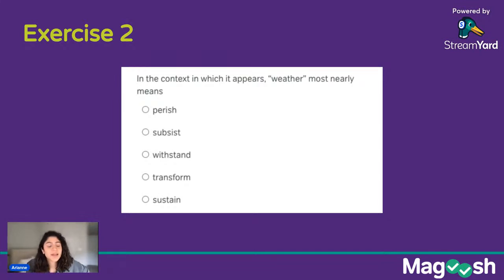D, transform. That is changing, so that doesn't fit our prediction at all. And sustain, again, that means when something goes unchanged for some time, but it doesn't have the positive resistance or endurance connotation that withstand has. Also, sustain and weather are not synonyms either. Therefore, our correct answer here is withstand.